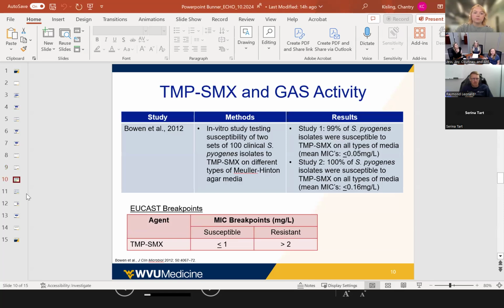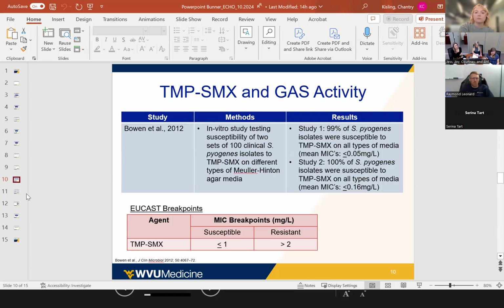So looking at some studies after this limitation of thymidine, in 2012 there was a study by Bowen, an in vitro study testing susceptibility of two sets of Strep pyogenes, or group A strep, isolates to Bactrim on different types of media. It did show that 99% and 100% in two different studies of the isolates were susceptible to Bactrim on all types of media. And we can see the mean MIC was 0.05 or less, or 0.16 or less, in both studies.